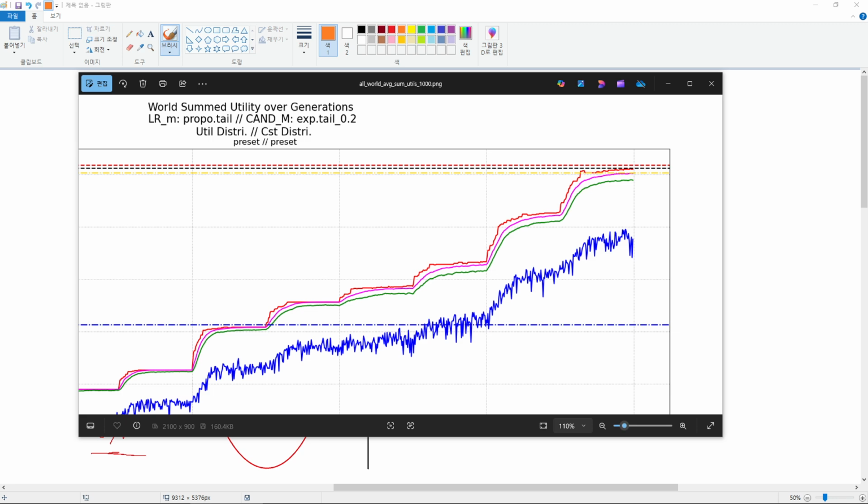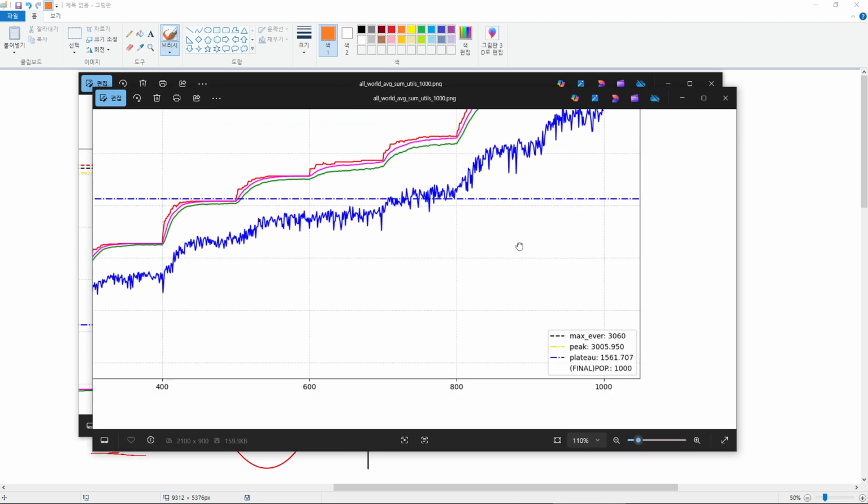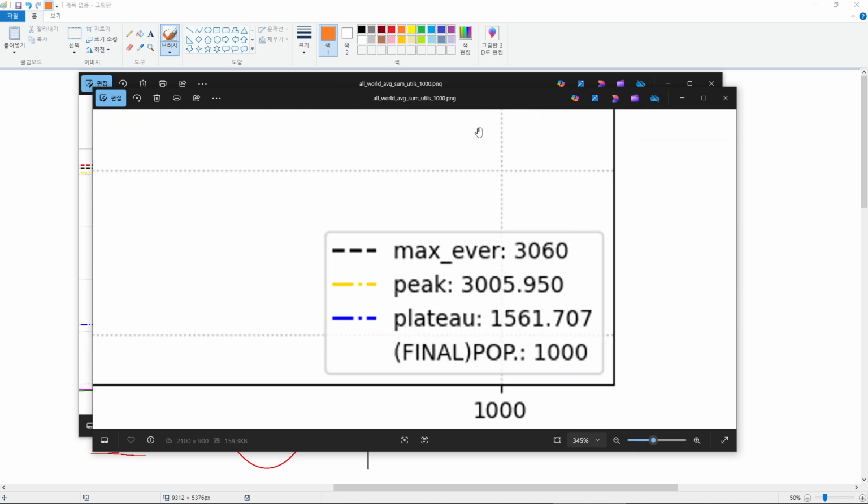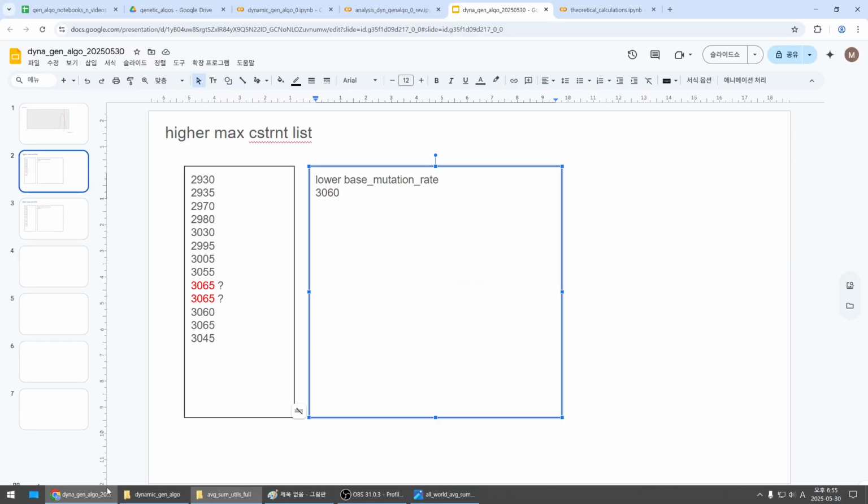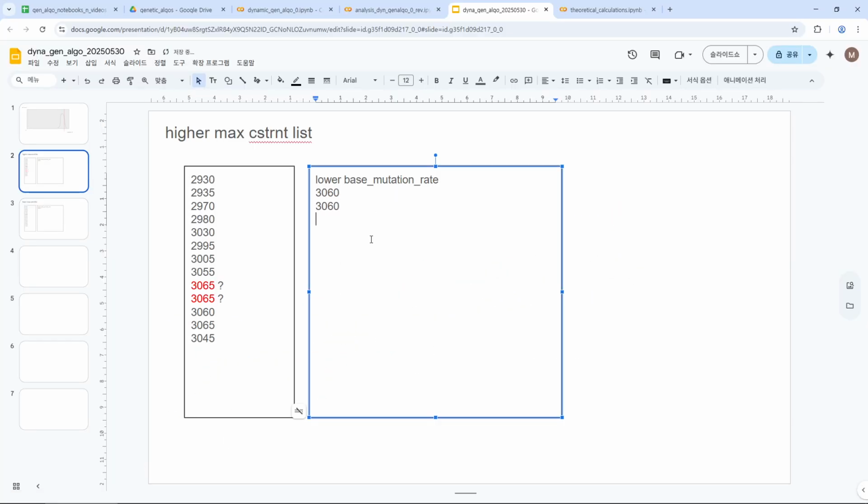So this next one did the same thing, and now it gave us 3060 again. That's quite consistent, so it's good news. And then the next thing I did was I lowered the base mutation rate even lower. I made it even lower, so it went from 0.015 all the way down to 0.